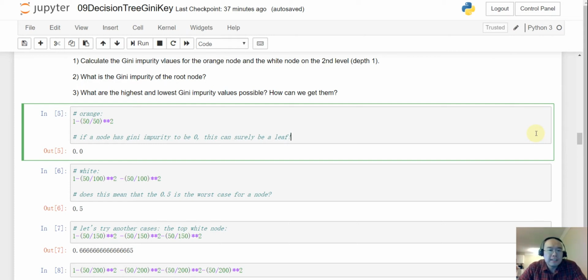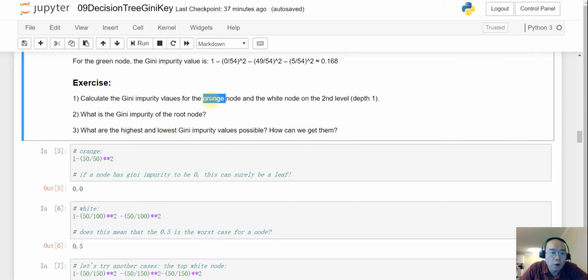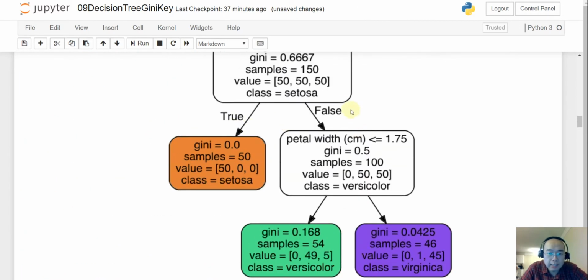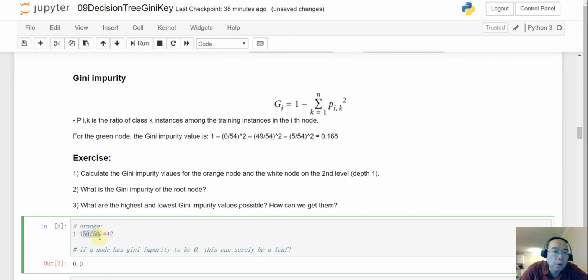Okay, so let's take a look at my solution. We are trying to calculate the Gini for the orange. For the orange, that is 50, 0, 0, right? So that is 1 minus (50 divided by 50, because that is 100%) to the power of 2. So that is 0.